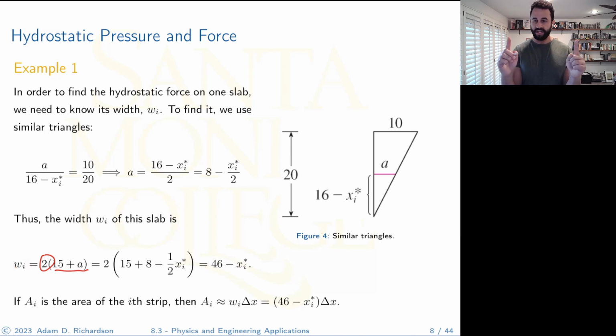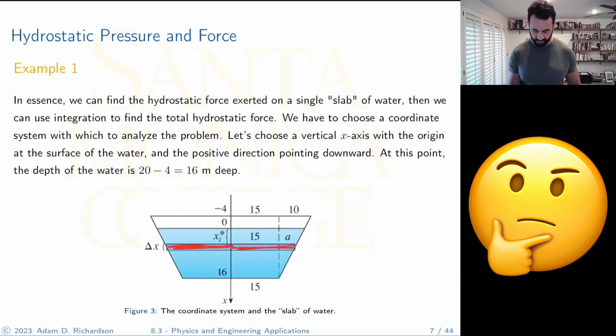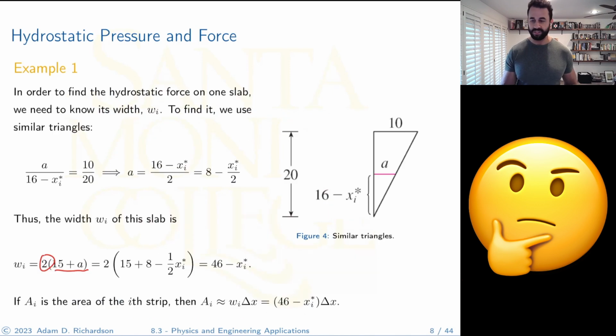We have the total width of that slab, and because the height of the slab is delta x, we now know the area of the slab. So the area is w sub i times delta x, which is that times delta x. All right, so I'm going to throw up the thinker for just a minute. I want you to sit here and ponder that. Make sure that you're comfortable with where all of these pieces are coming from. Make sure that you're comfortable with this picture and what all those pieces are representing, and then I'll move forward in just a moment.